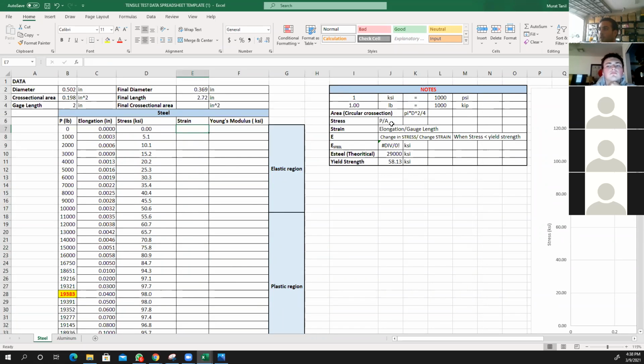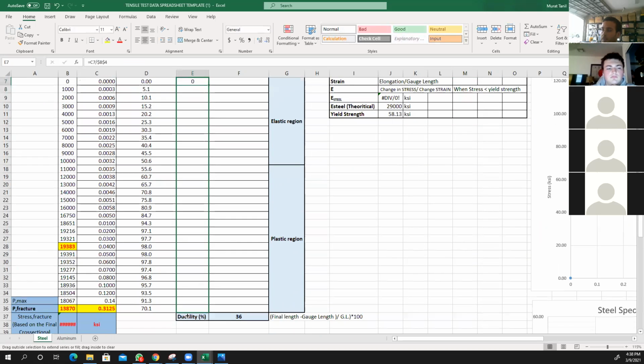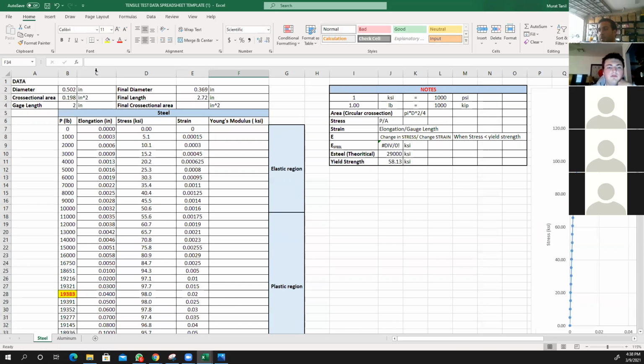For strain, the equation is elongation divided by gauge length. So elongation is here and the gauge length is given, 2. So you come here, select the elongation divided by gauge length. And since gauge length is not changing over time, I will lock this cell so it's not going to change in the formula. And calculate all the strain values corresponding to stress.